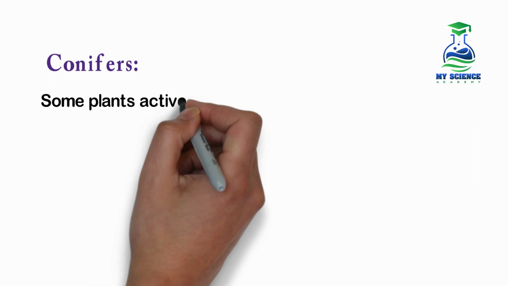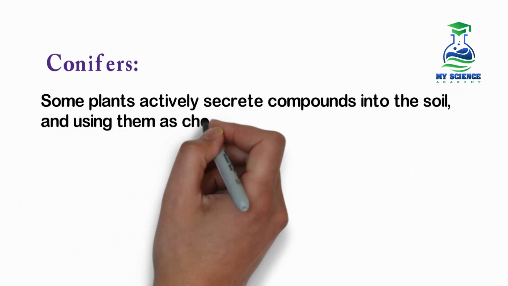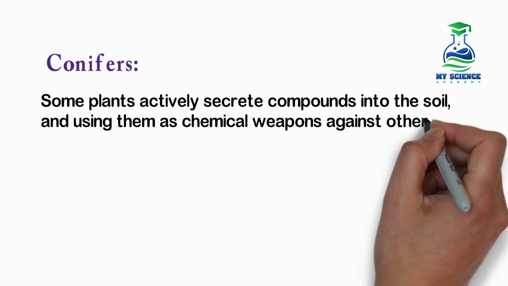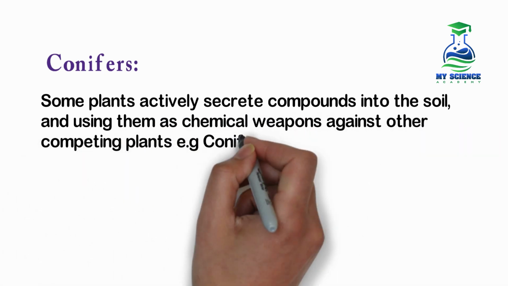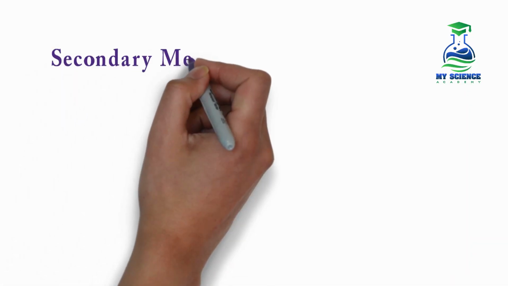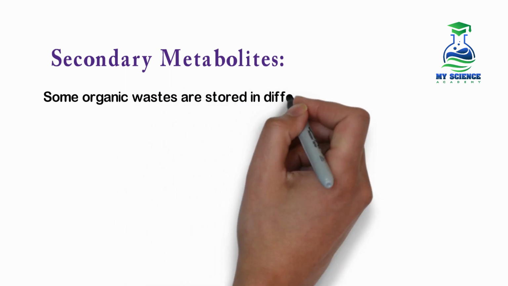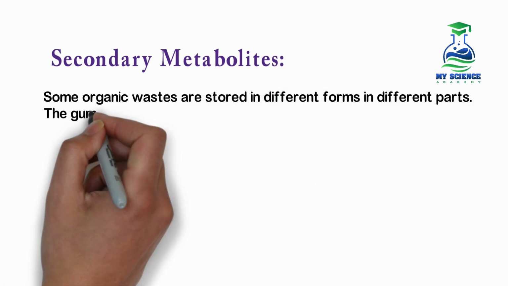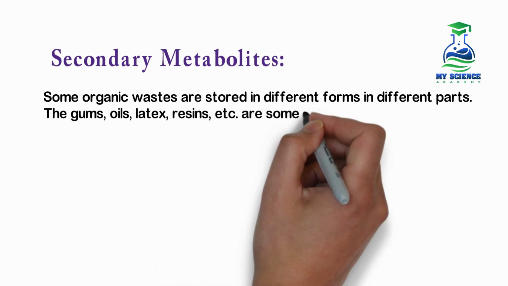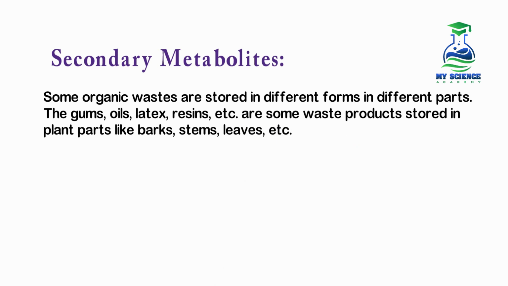Then we will see how excretion occurs in conifers. Some plants actively secrete compounds into the soil and use them as chemical weapons against other competing plants. So the conifers excrete their chemicals directly into the soil. Secondary metabolites. Some organic wastes are stored in different forms in different parts. The gums, oil, latex, resins are some waste products stored in the plant parts like bark, stems, and leaves.